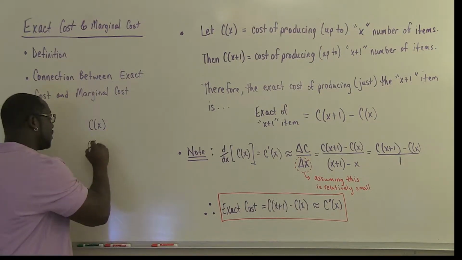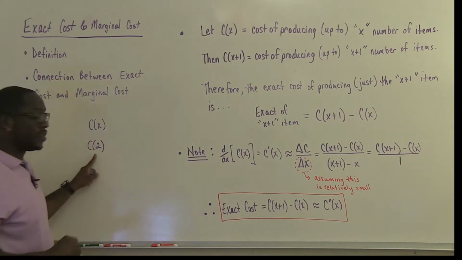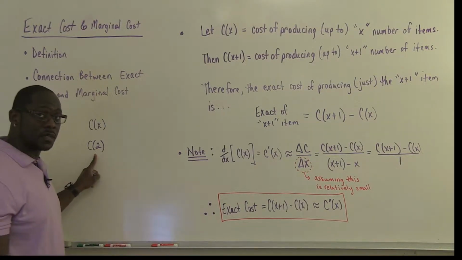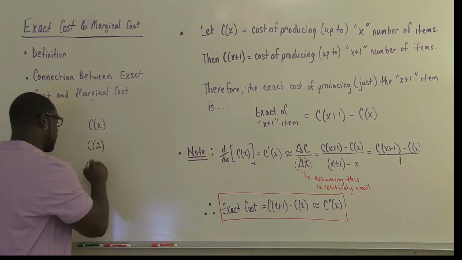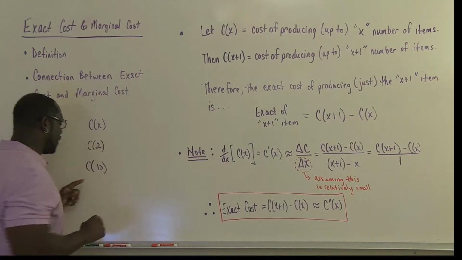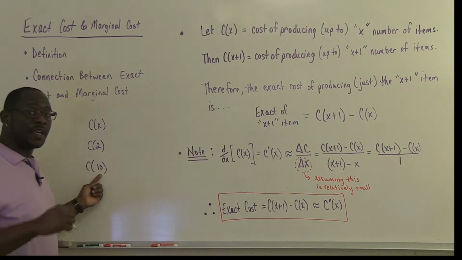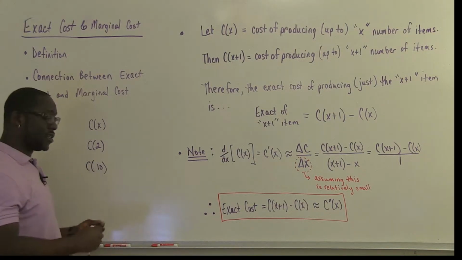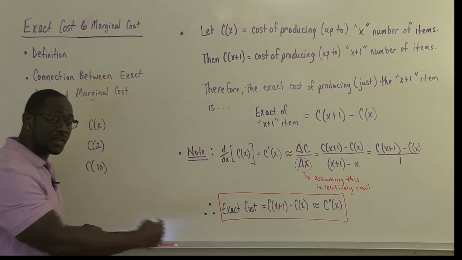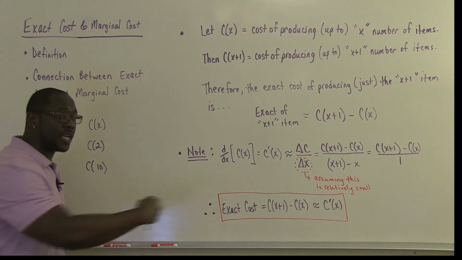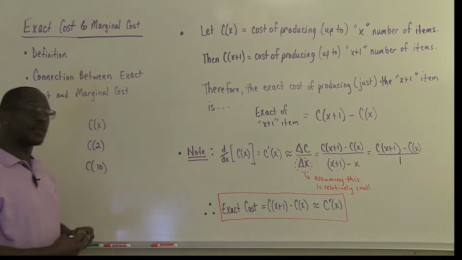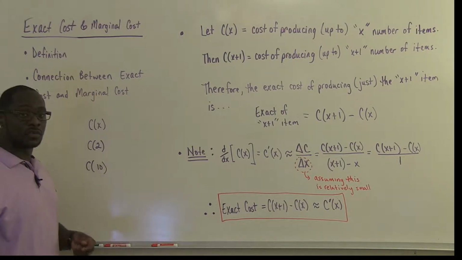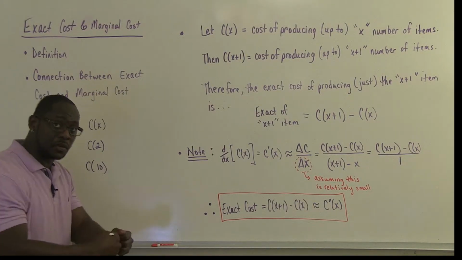If I say C of 2, then this is the cost of producing exactly 2 items, okay? If I say C of 10, then that is the cost of producing exactly 10 items. And so when we produce these 10 items, that is 1, 2, 3, 4, 5, 6, 7, 8, 9, 10, and we're taking the total cost of all that together. And of course, with C of 2, that is the cost of producing 1, 2 items together, okay?